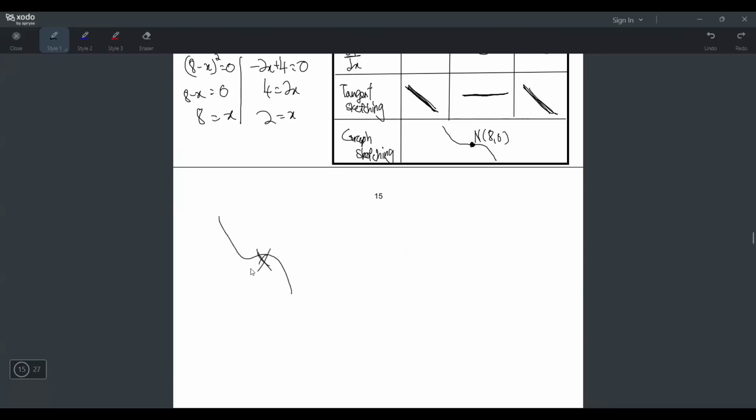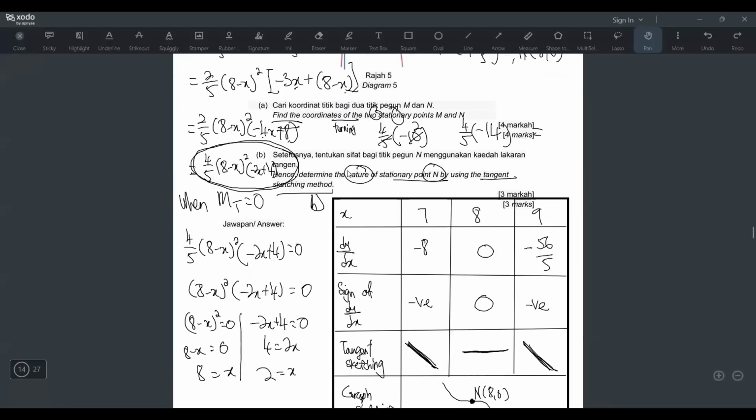You call it minimum also doesn't make sense because it's not the lowest point. So this point we call it inflection point. So what I have to write here is dot dot dot, point N is an inflection point. All right, inflection point. In Bahasa Melayu, it's called titik lengkok balas. All right, I'll write for you in Bahasa Melayu. Titik lengkok balas. Right. So let me just repeat one more time for you to understand.